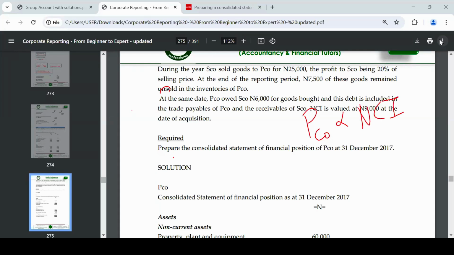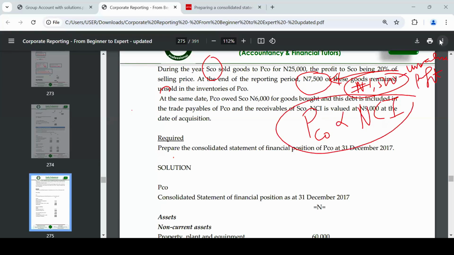So ESCO will be making a profit of this transaction. This remaining unsold inventory, 20% of it is 1,500. It is this 1,500 that we are going to treat as unrealized profit. Now, who owns this profit? This profit is owned by ESCO. Therefore, my treatment of this unrealized profit must affect both PICO and NCI. Is it clear?